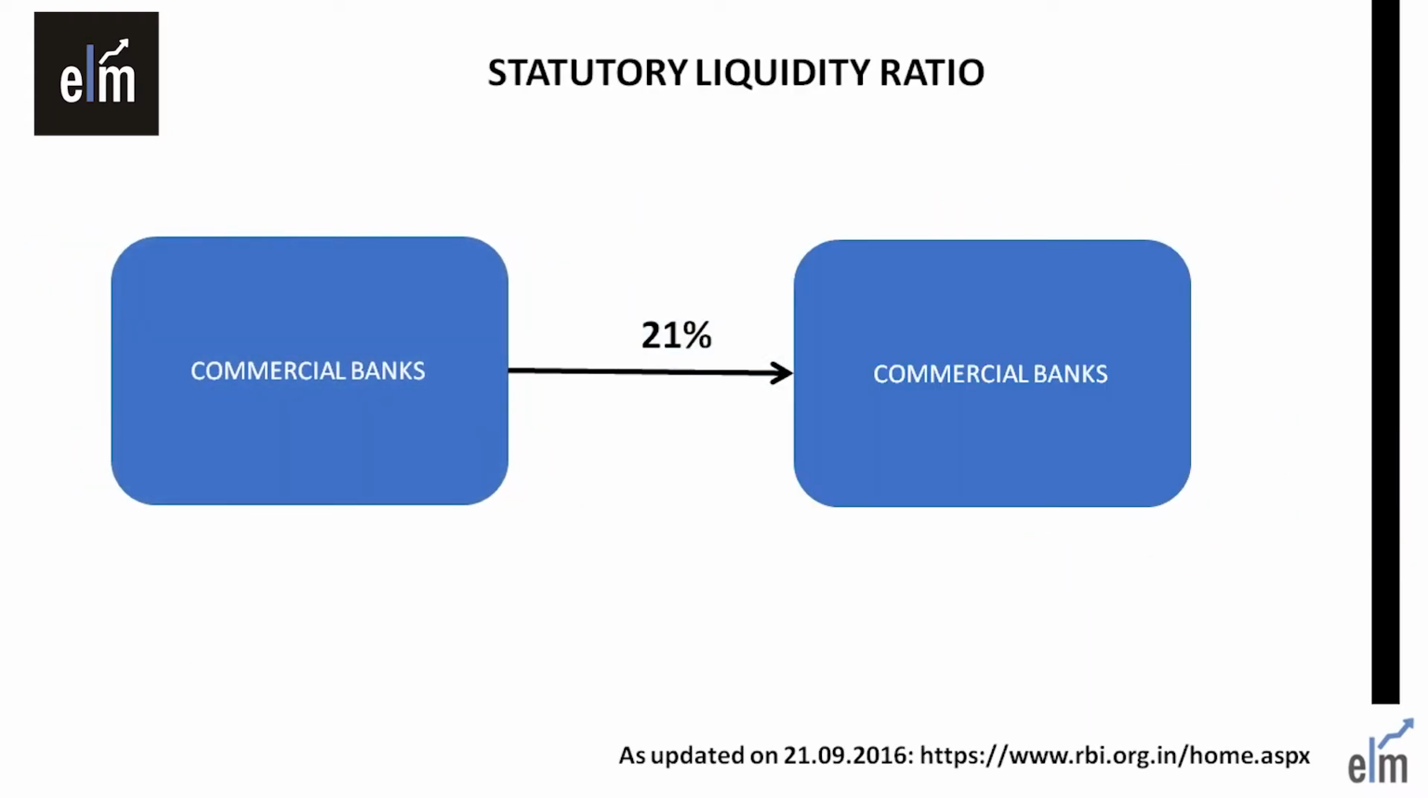Next is the statutory liquidity ratio, which is the SLR. SLR is the rate at which the commercial banks must maintain assets in safe and liquid form, such as cash, gold, or unencumbered securities with themselves. This rate stands at 21% today. Any kind of changes in SLR often influences the availability of resources in the banking system for lending to the private sector.